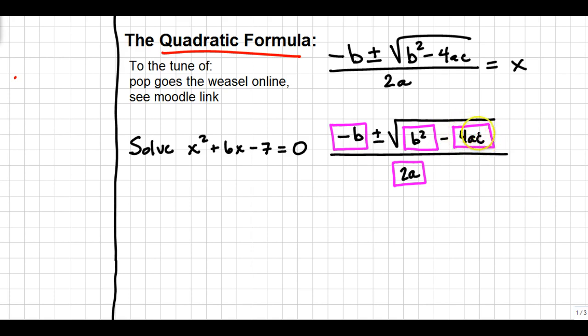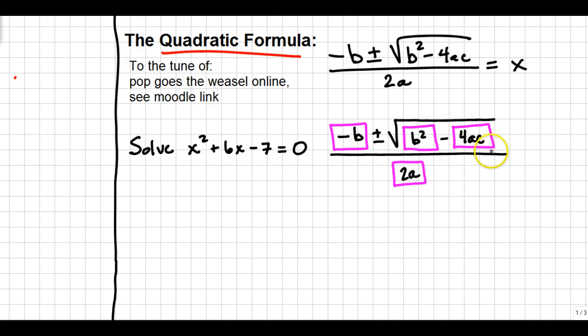This is another area where students get confused. You're not doing 4 times a and then 4 times c. You're doing 4 times a, the answer that you get for that, times c. You may or may not get a positive or a negative number when you perform 4 times a times c. Write down whatever you get when you multiply 4 times a times c, even if you get a negative. This sign here has nothing to do with how you're going to calculate 4ac.